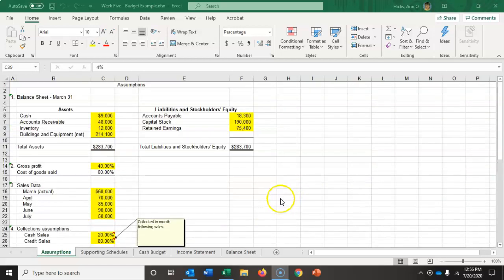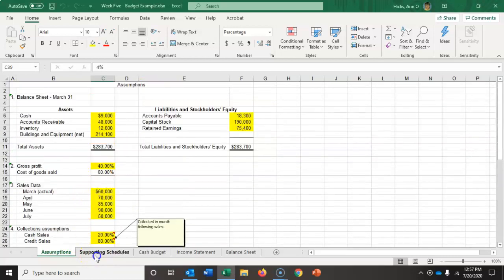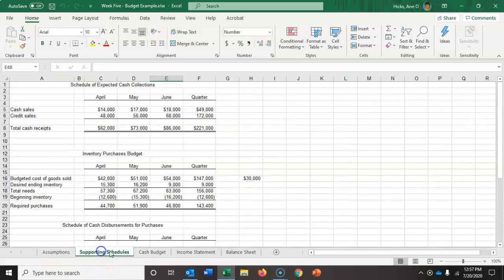In this video, I'm going to walk through the preparation of the master budget. Just as a reminder, in the previous video, I went through all the assumptions. If you have not watched that video, I strongly suggest you do that before you watch this one. So I'm going to move from the assumption page to the supporting schedule page.